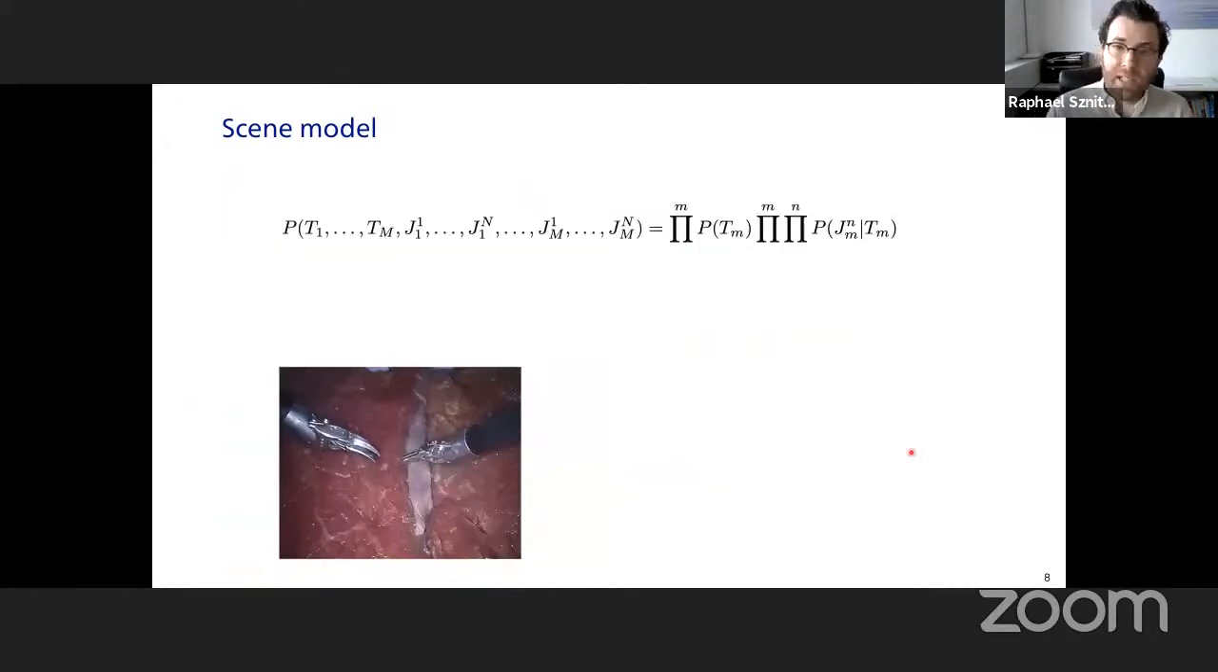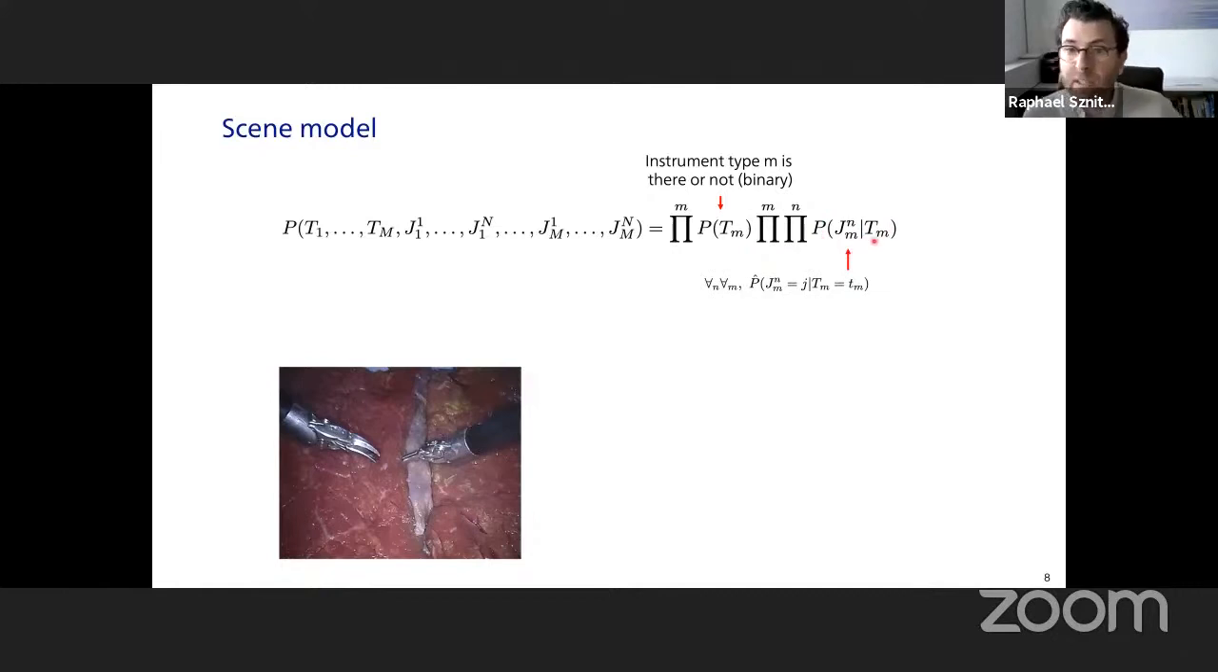Once you have this kind of scene model, you can start to model, and that's what we started looking at. This first part is really about a binary representation of whether or not the instrument is there. That's basically image classification: is this image containing an instrument of type A or B? On the other side, this conditional distribution of the joints given the instruments can also be modeled in a likelihood model. In particular, if my instrument is not there, in this case, you're just going to assume that it's a uniform distribution.